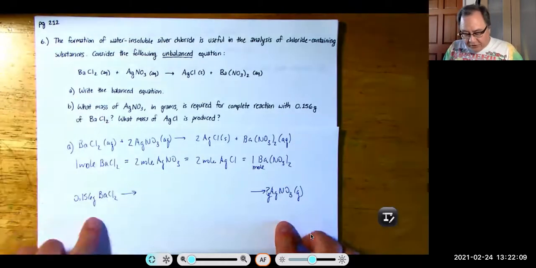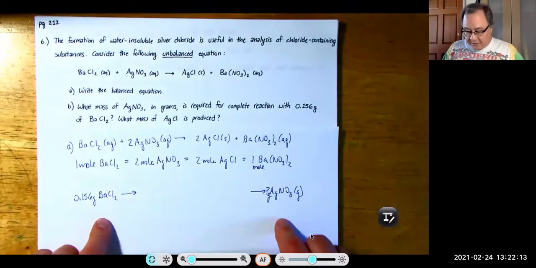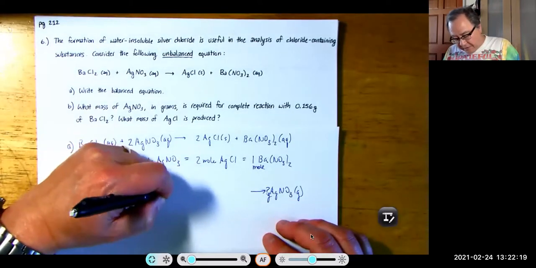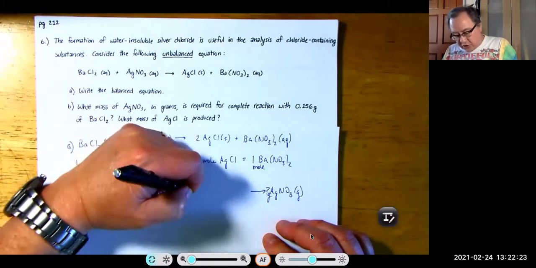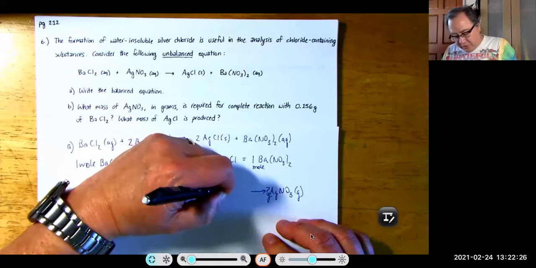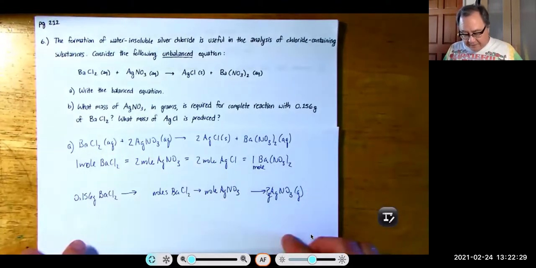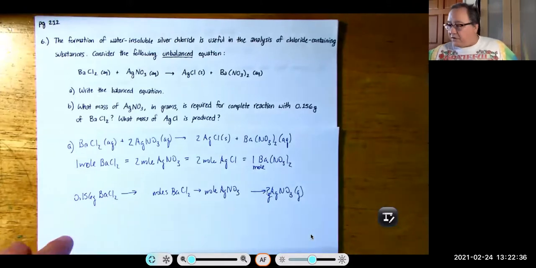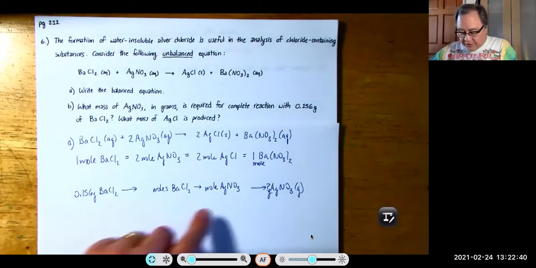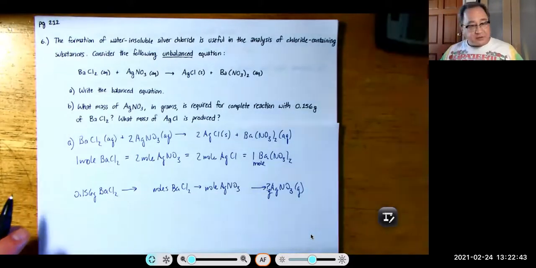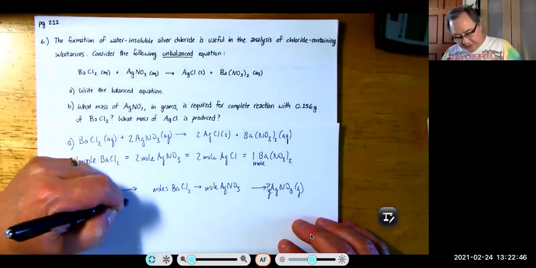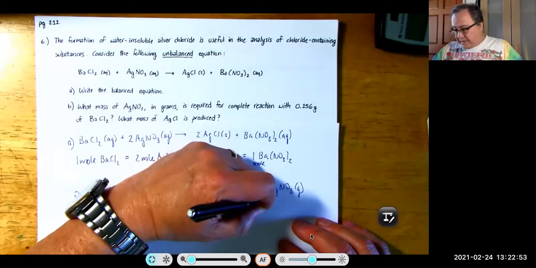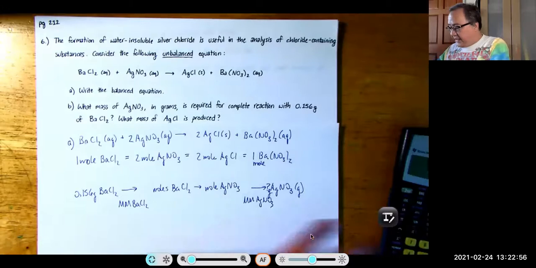Well, if these coefficients were gram and gram, I could do this, but they're not. These coefficients are moles. So I can go from moles of barium chloride to moles of silver nitrate. All I need is a balanced reaction, which I have. So the question then is, can I go from grams of barium chloride to moles of barium chloride? And can I go from moles of silver nitrate to grams of silver nitrate? And the answer is absolutely. Here, I need the molar mass of barium chloride. Here, I need the molar mass of silver nitrate. And I'm going to calculate these very quickly.